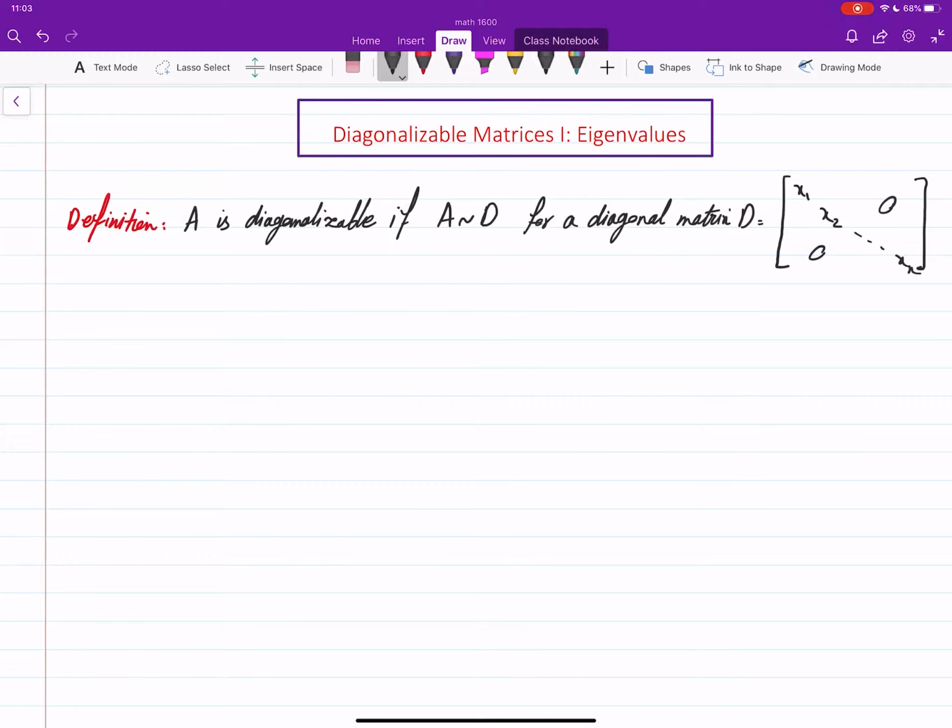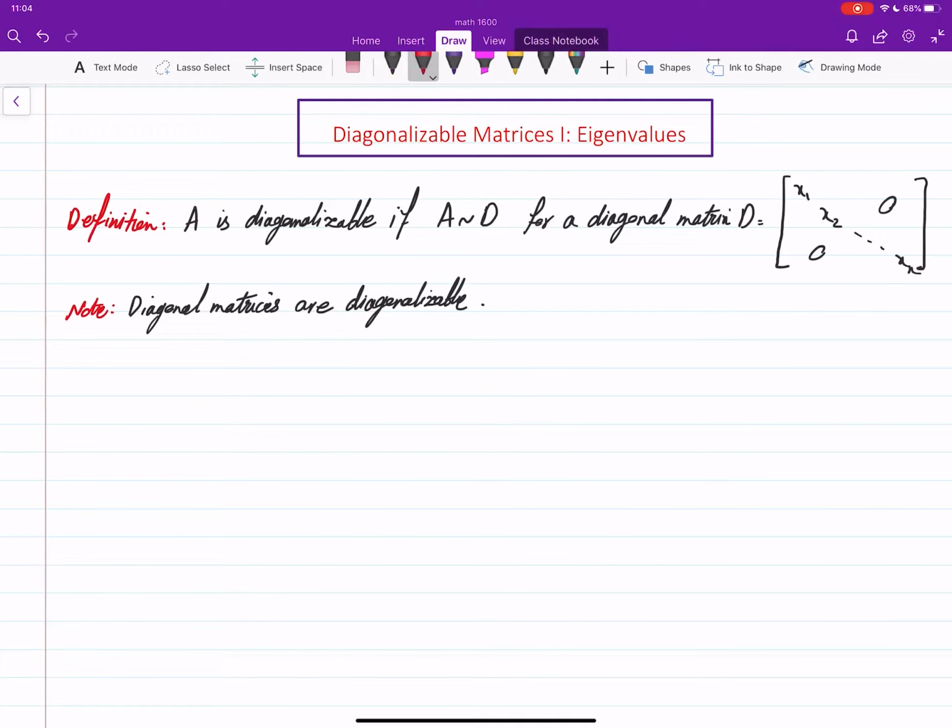Well, in particular, note that diagonal matrices are diagonalizable. So being diagonal is even stronger. It is itself diagonal. Well, we can have non-diagonal matrices which are diagonalizable, but these are a very special case. Well, what can we say about this matrix D?